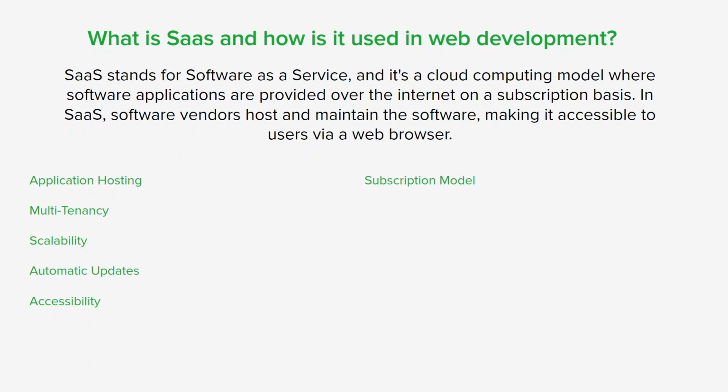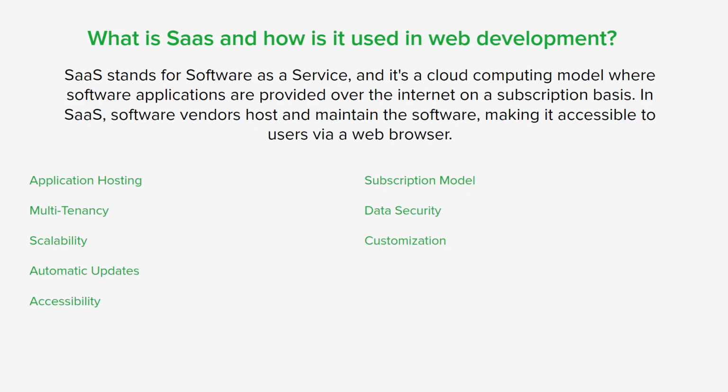SaaS applications are offered on a subscription basis where users pay a recurring fee. So this model provides a predictable revenue stream for developers and allows users to access software without a large upfront cost. SaaS providers typically invest in robust security measures to protect user data, and this includes encryption, access control, and regular security audits.